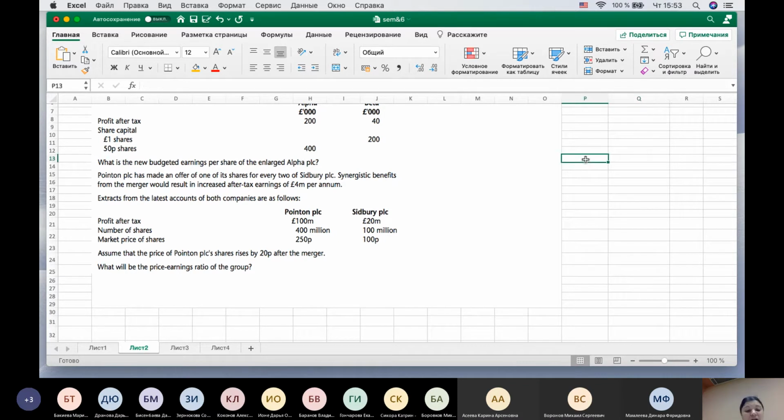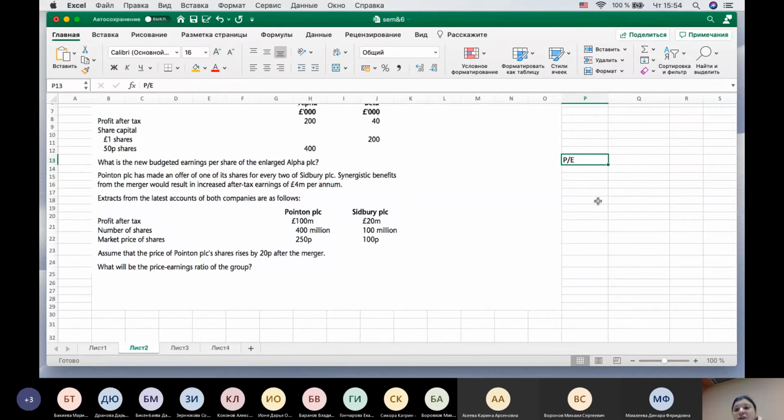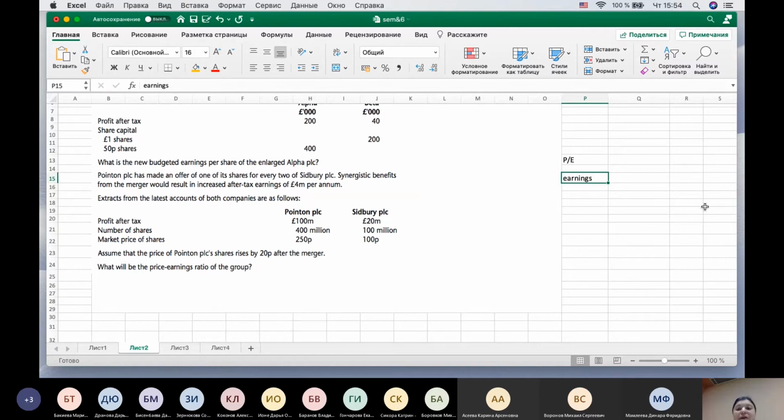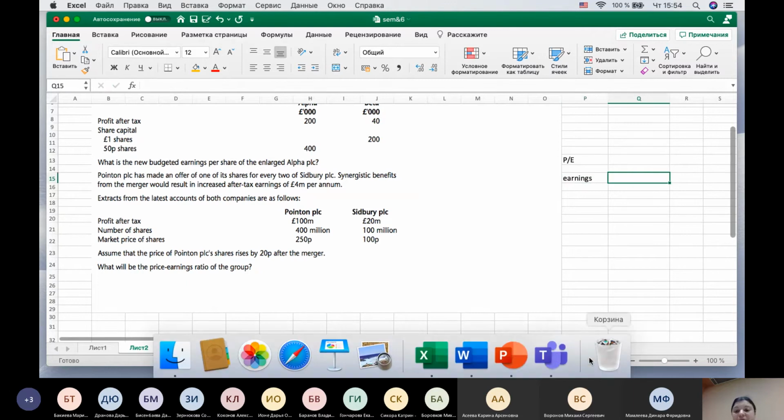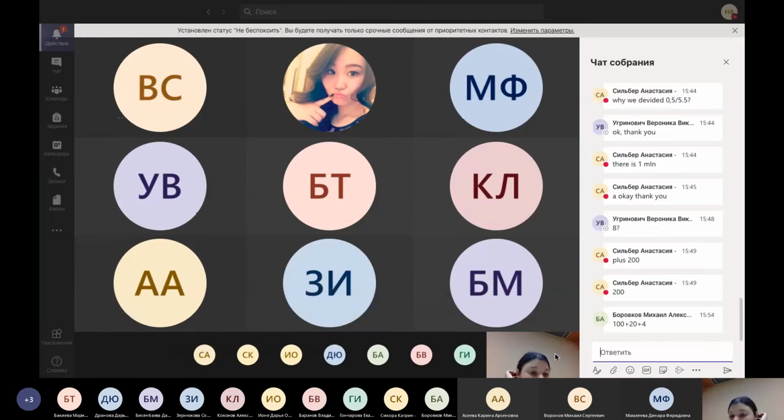We have to find the P/E ratio of the group. And for this purpose, first of all, let's find our earnings. What about our earnings? How could we find our earnings? You can write in chat how our earnings can be calculated.